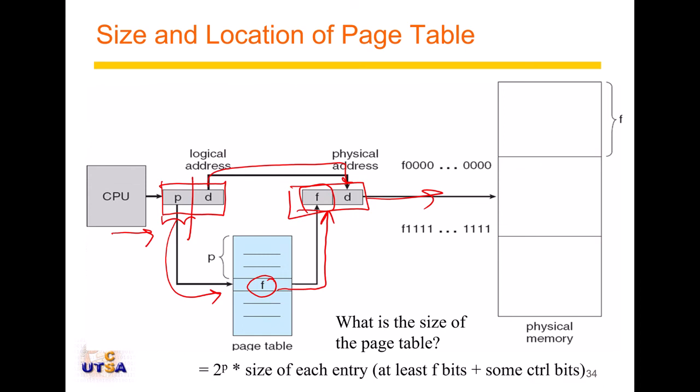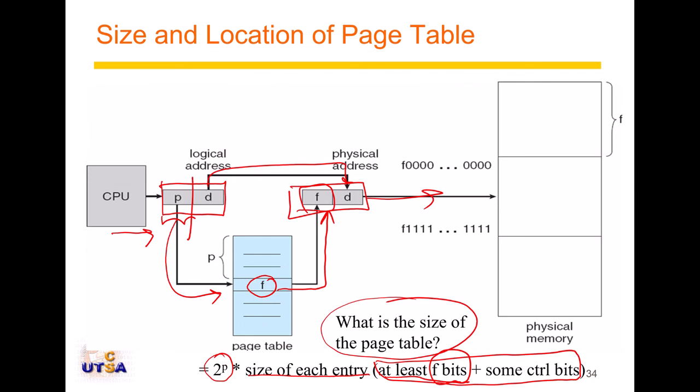Okay, in general, the size of a page table is the number of page table entries, which is the number of pages, 2 to the power p, times the size of each entry. And if you remember, I mentioned this, at least we need f bits, because we need to know the frame number, plus some control bits. When we are making the decision about the number of control bits, for now, just try to make this a multiple of bytes. If you have 3 bits here, then add 5 bits here. If you have 7 bits here, then add just one control bit for now, okay?